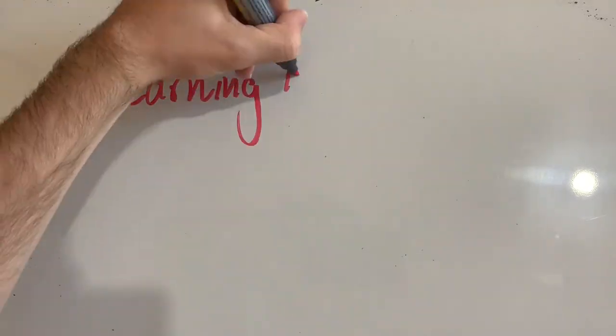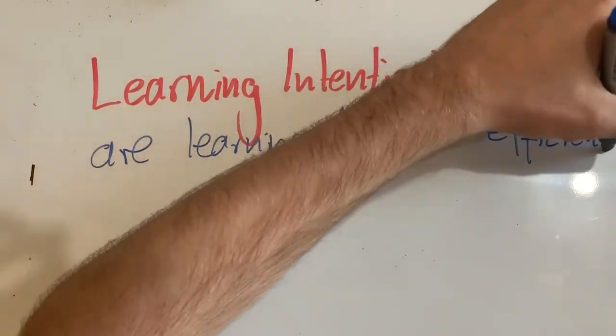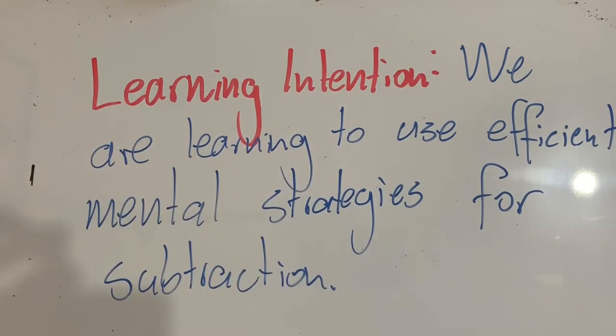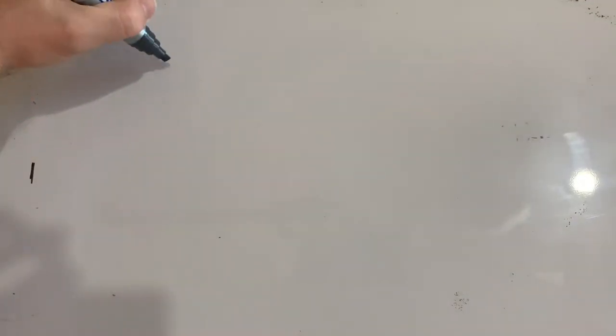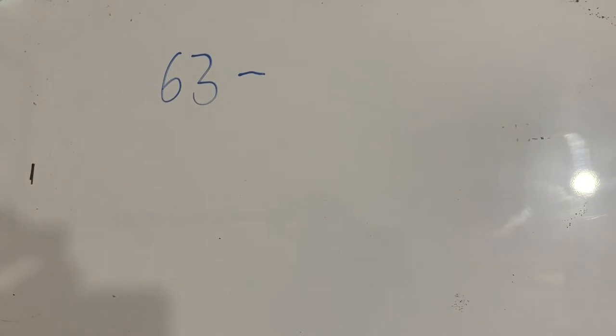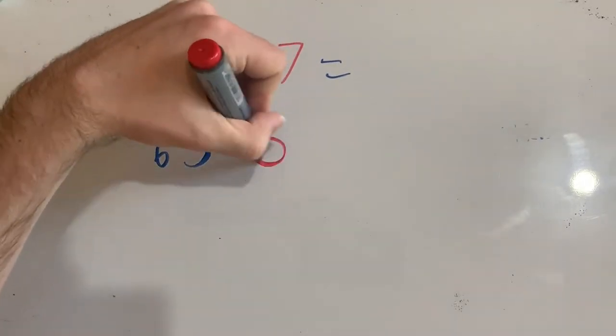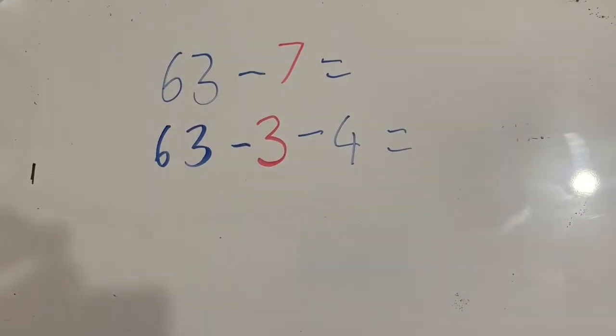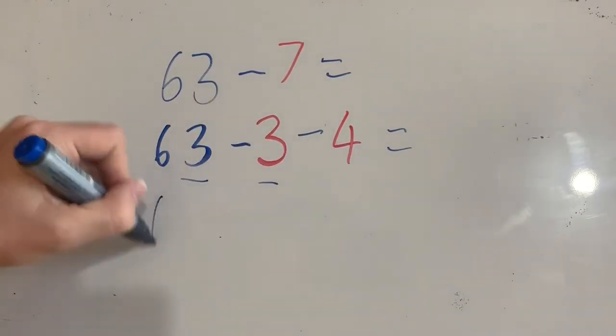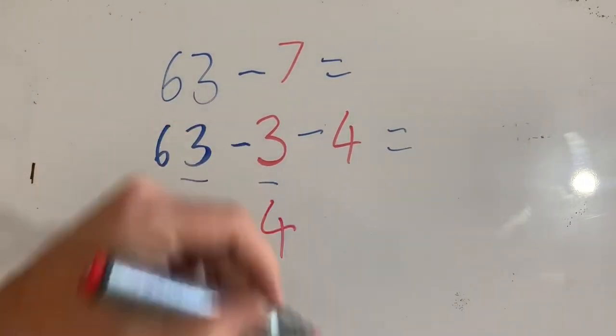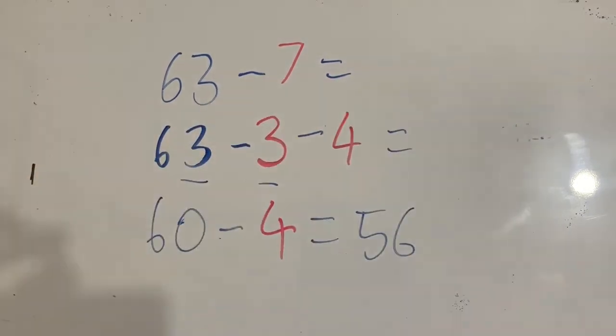Our learning intention for today is that we are learning to use efficient mental strategies for subtraction. We know that we can break numbers into smaller bits, and we can use that to our advantage when doing subtraction. For example, we know that 63 minus 7 could also be thought of as 63 minus 3 minus 4, because it's easy to subtract 3 from 63, and then it's easy to subtract 4 from a multiple of 10, such as 60.